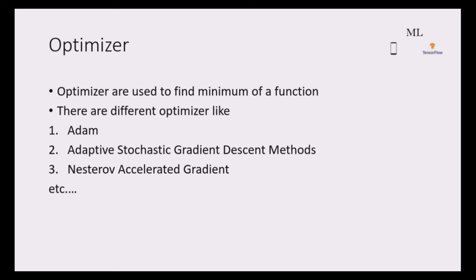As we studied the loss function in the previous lecture, the next thing is optimizer. Optimizers are used to find the minimum of a function. As our goal is to find the minimum value of the loss function so that our predicted results and the actual results are alike, the optimizer will do that for us. There are different optimizers like Adam optimizer, adaptive stochastic gradient descent method, and there are others as well.